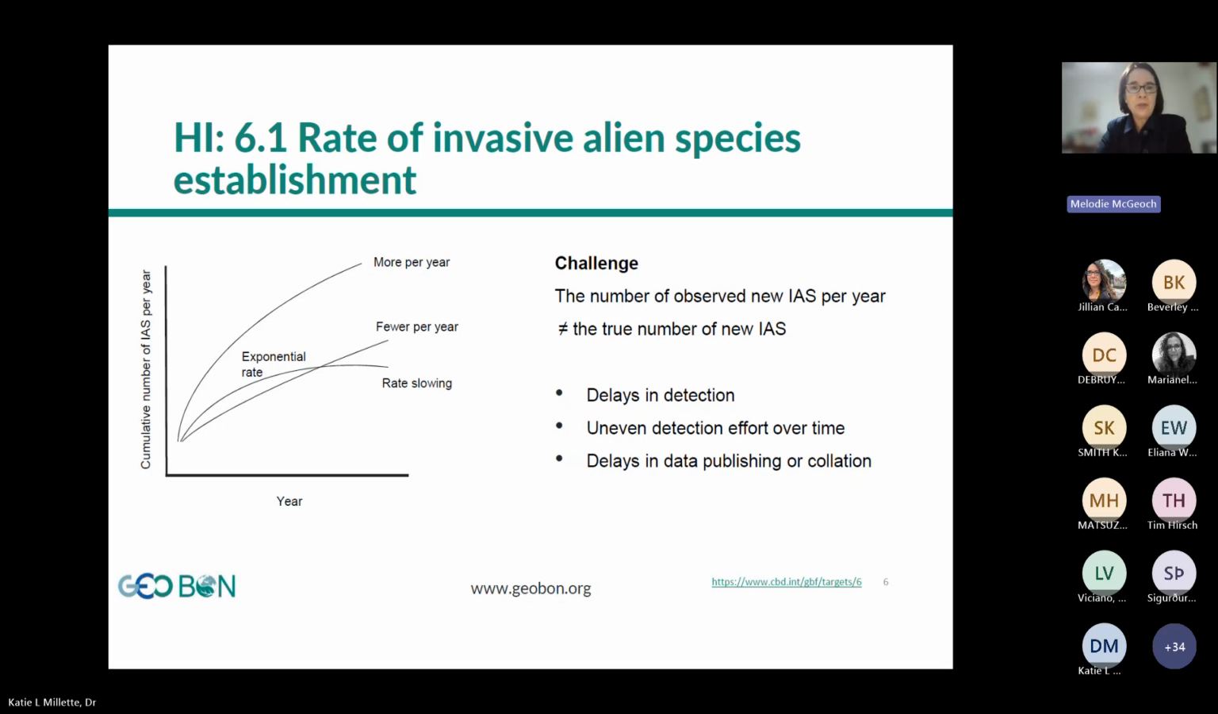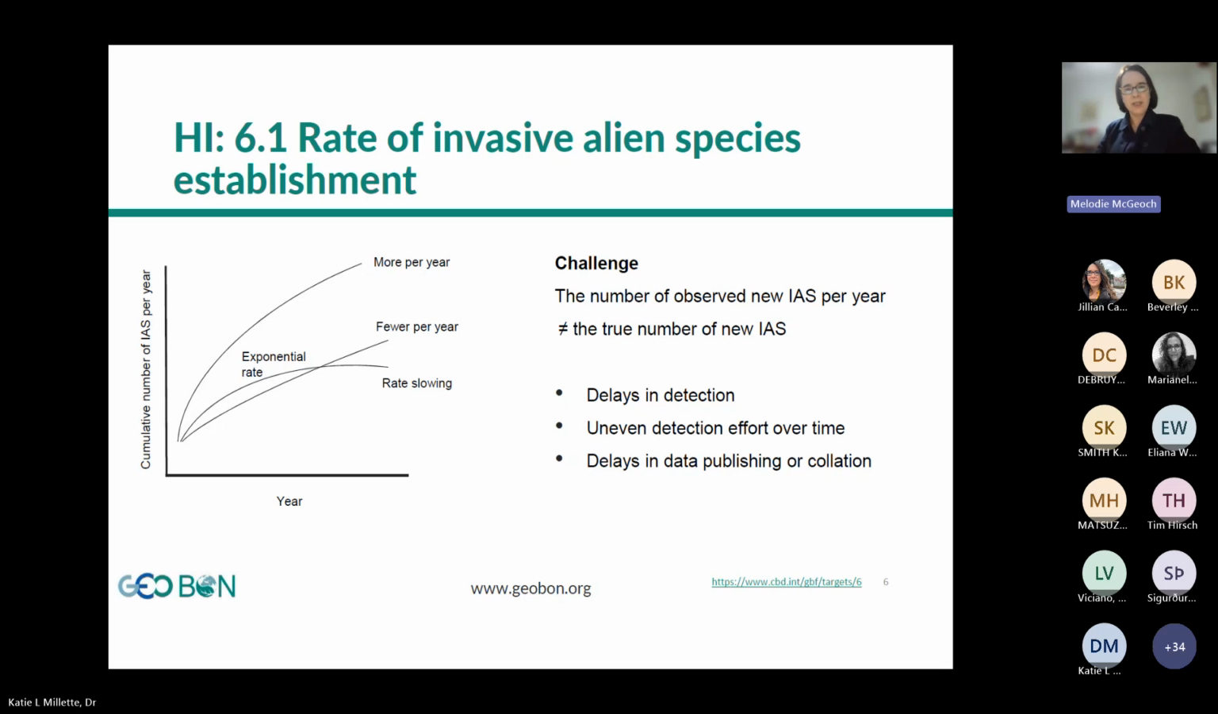and reasonably straightforward to produce superficially, but we have to understand the underlying data, and we have to apply certain modeling solutions, for example, to that underlying data to make sure that when we see curves like this on a graph showing changes in numbers of invasive alien species over time, we actually are seeing curves that we can interpret in a valid way. So I'll explain that. Very simply speaking, the number of observed new invasive alien species per year is not the true number of new invasive alien species.